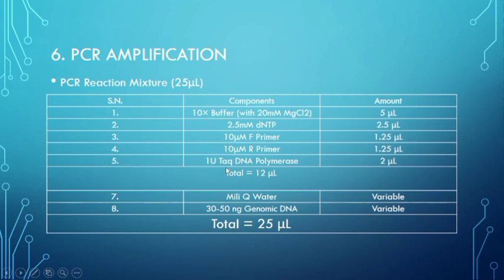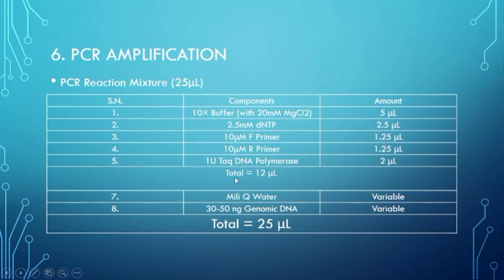Generally it comes in 1 unit or 5 unit. So if you are using 5 unit of Taq polymerase, then use 0.3 microliter. If you are using 1 unit of Taq polymerase, then use 2 microliter of it. Then your total amount will be 12 microliter, and you can always prepare it. Just calculate these things before adding your molecular water and genomic DNA.